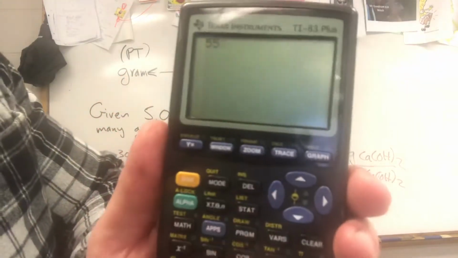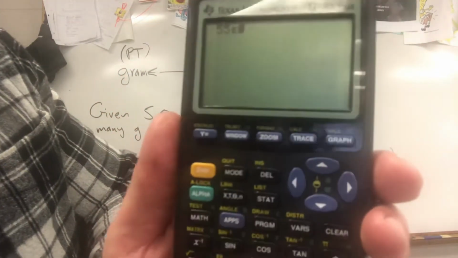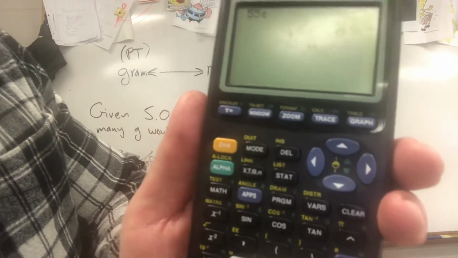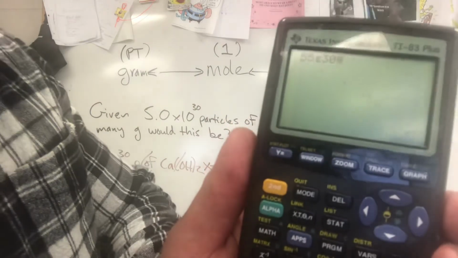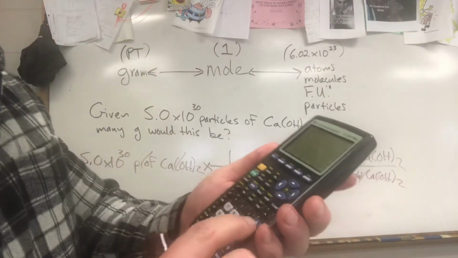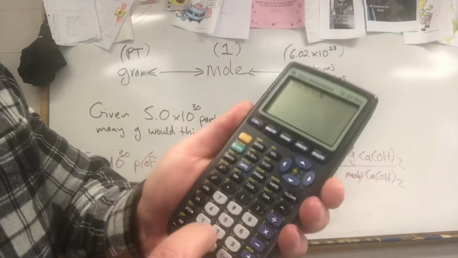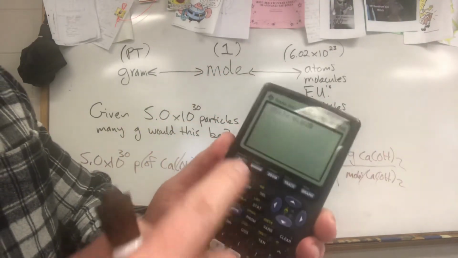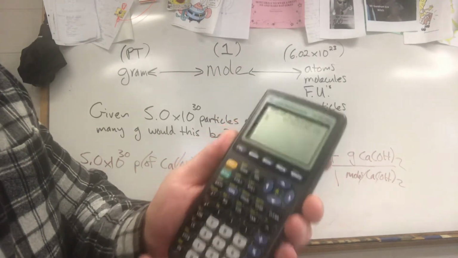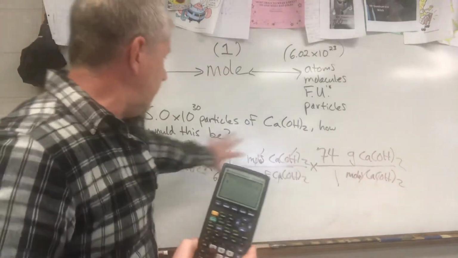So second function, exponent, what was it, 30? 30. Now I'm dividing by 6.02 times 10 to the 23rd. So divide 6.02, second function, 23. I'm going to hit enter at this point and get an answer for this. So I have my answer for this part.